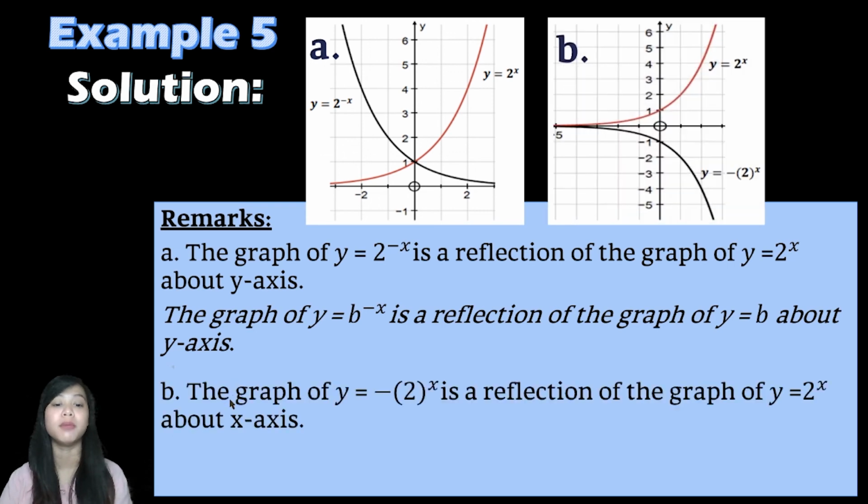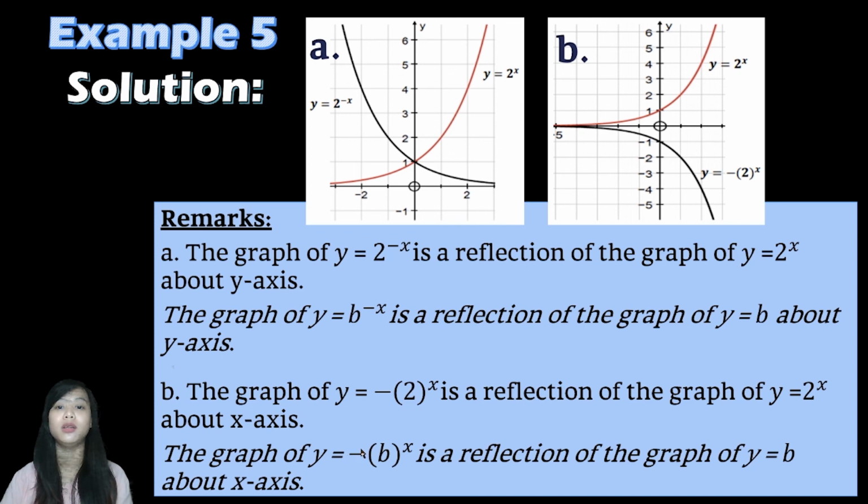And for letter B, the graph of y equals negative 2 raised to x is a reflection of the graph of y equals 2 raised to x about the x-axis. It is shown here that when you flip this about the x-axis, it will be the black curve, or y equals negative 2 raised to x. Meaning that the graph of y equals negative b raised to x is just a reflection of the graph of y equals b raised to x about the x-axis. There is a missing exponent x here. So that's it for example number 5.